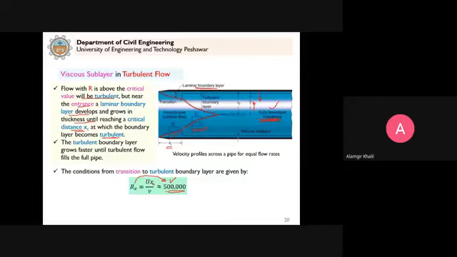And u is the velocity, nu is the kinematic viscosity. You can calculate xc, that for this velocity and this kinematic viscosity, at what distance transition from laminar to turbulent boundary layer will occur. Clear? So for this distance, for the fully turbulent flow that occurs, we do not have a well-defined single equation. This is what is written in your book.